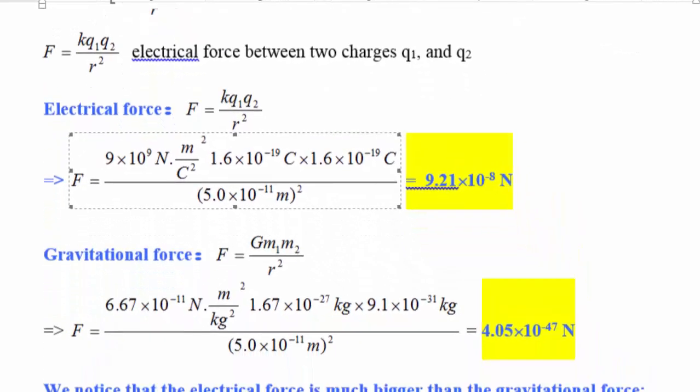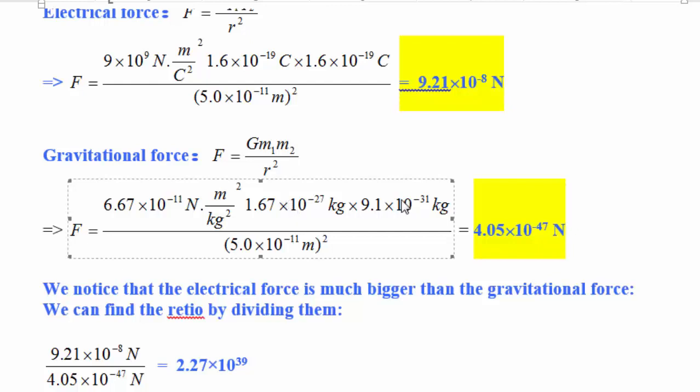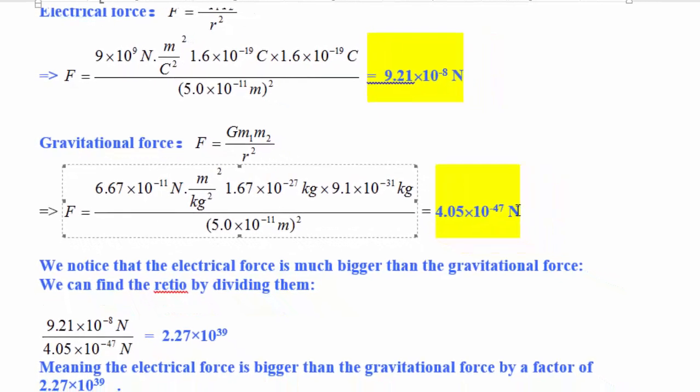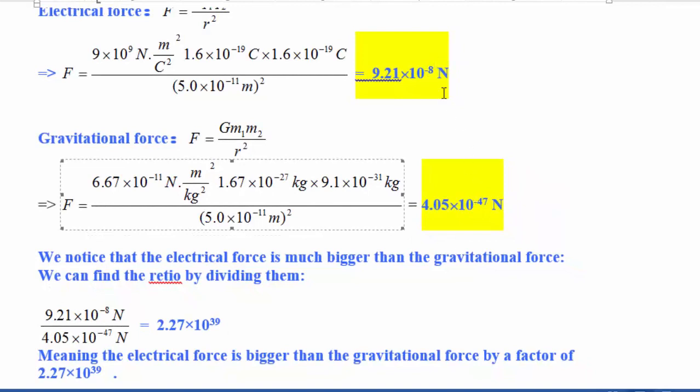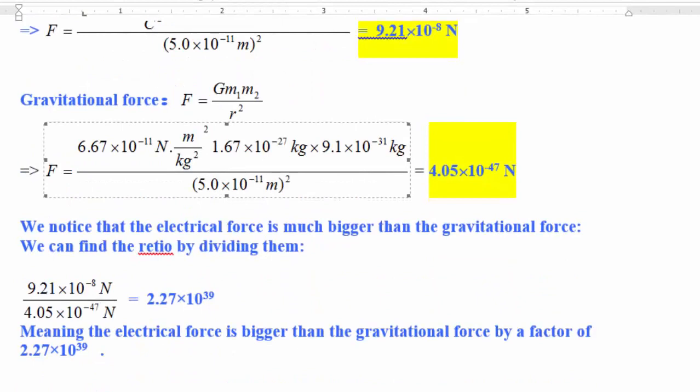Now, if we calculate the force of gravity between the two, and the force of gravity is always attraction, we are using G times the mass of the proton times the mass of the electron divided by the square of the distance between them. This will give you a much smaller value. It's 4.05 times 10 to the negative 47 Newton. So if you compare those two values, you'll find that the force of electricity is bigger than the force of gravity between the proton and the electron by a factor of 2.27 times 10 to the power 39. This is a huge difference. And that's why, as we mentioned earlier, the force of gravity is not considered when we study subatomic particles.